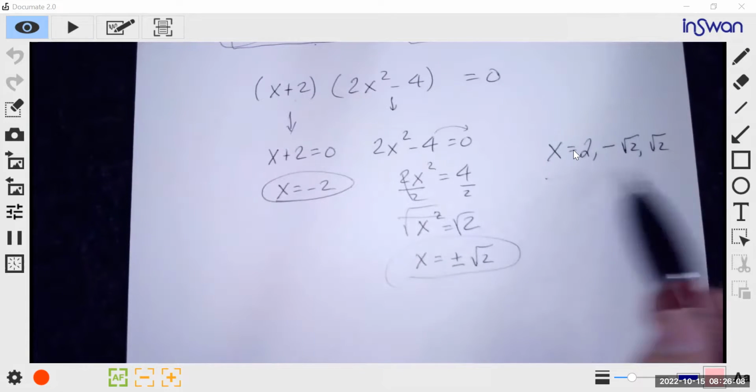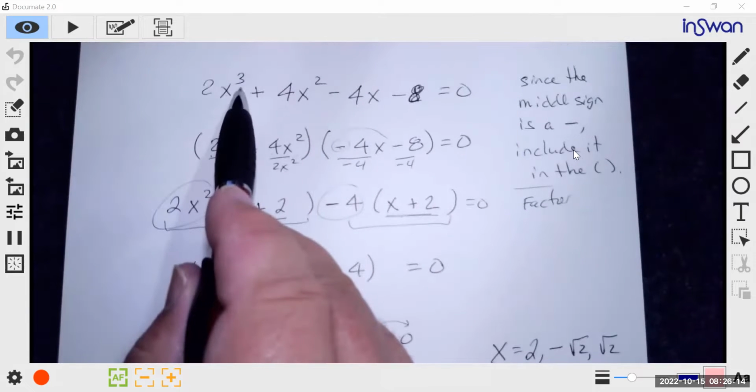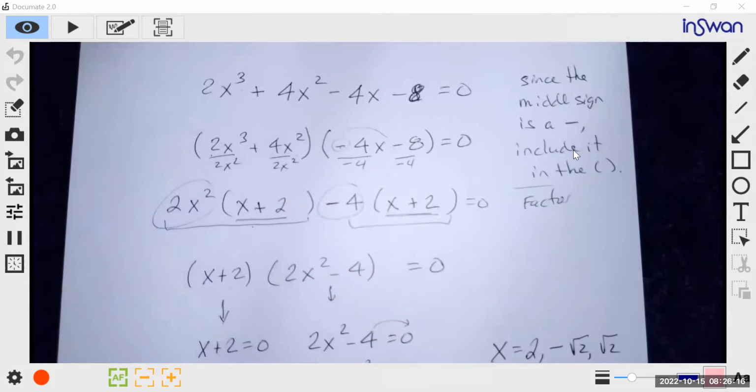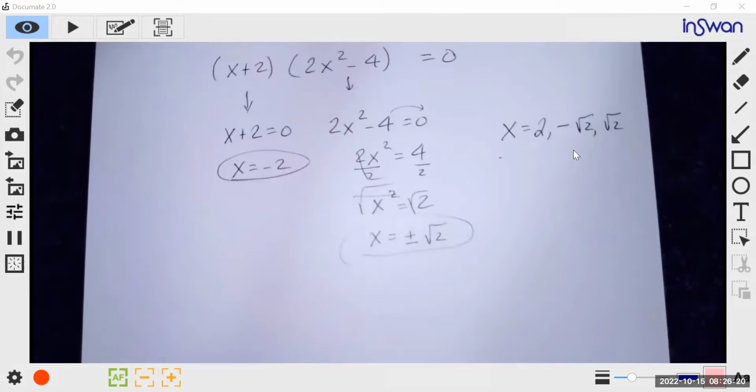How do I know I'm supposed to have 3 answers at most? Because the degree is 3. That means that I have at most 3 answers. All right, so that's what you do if you have 4 terms. You have to try to use the grouping method.